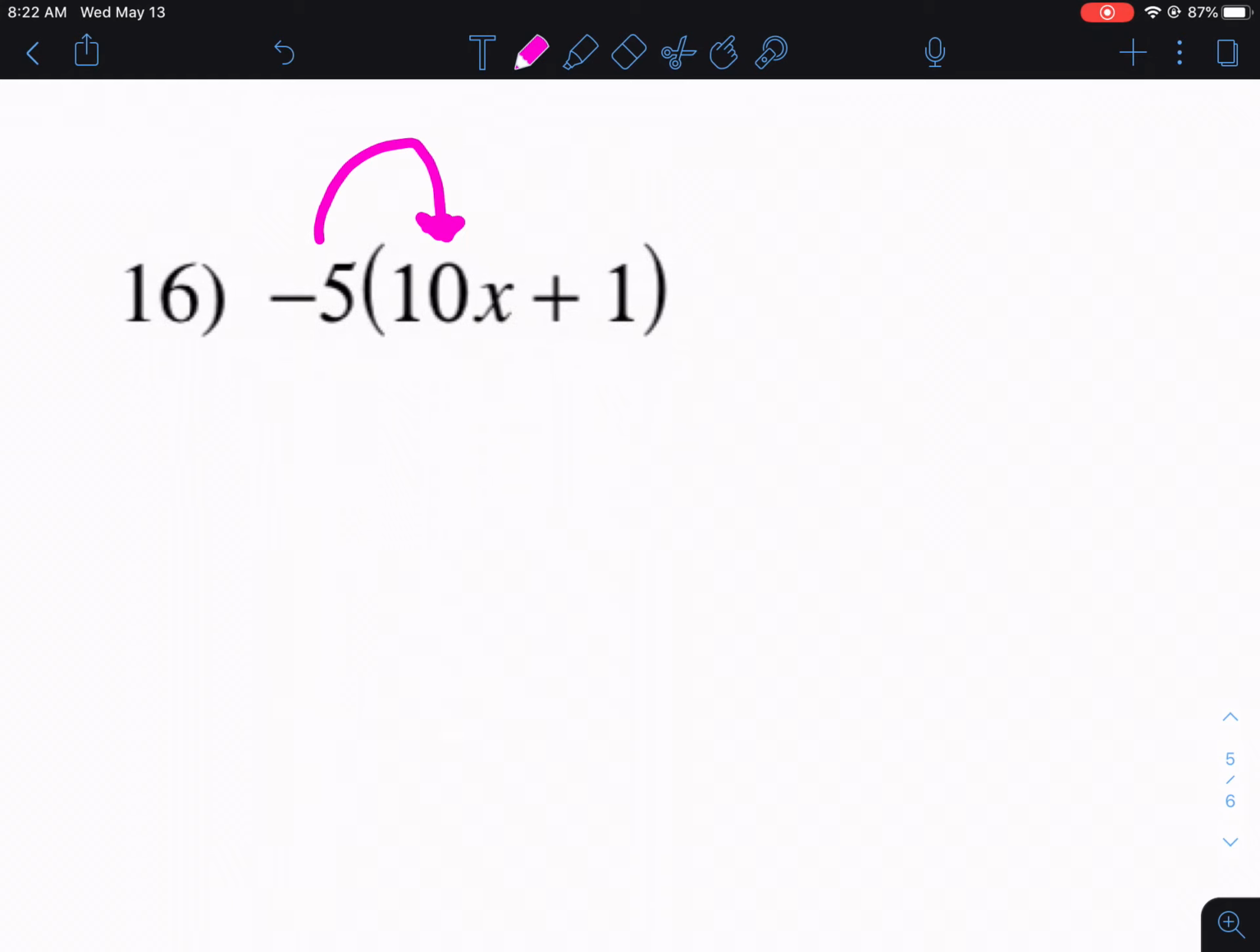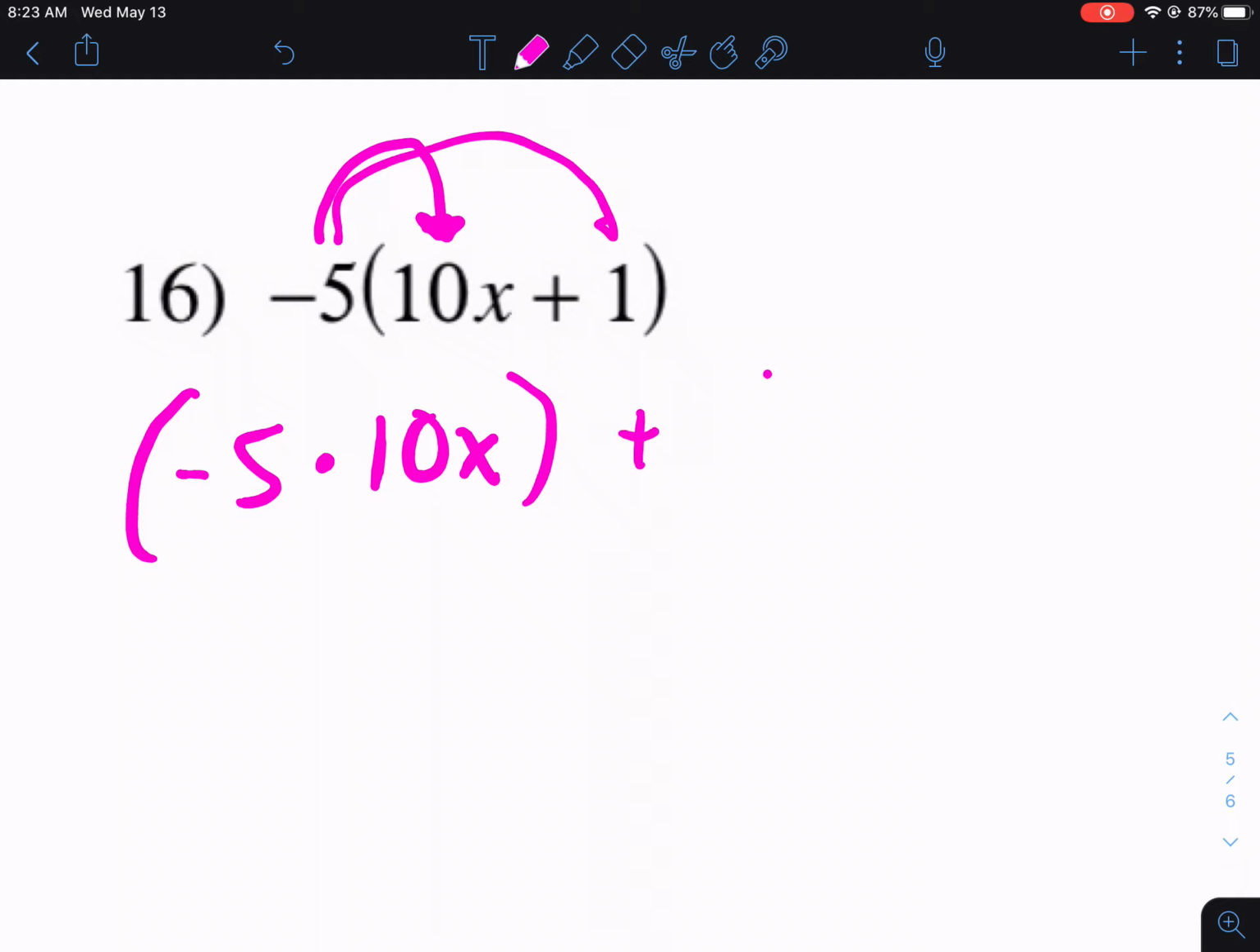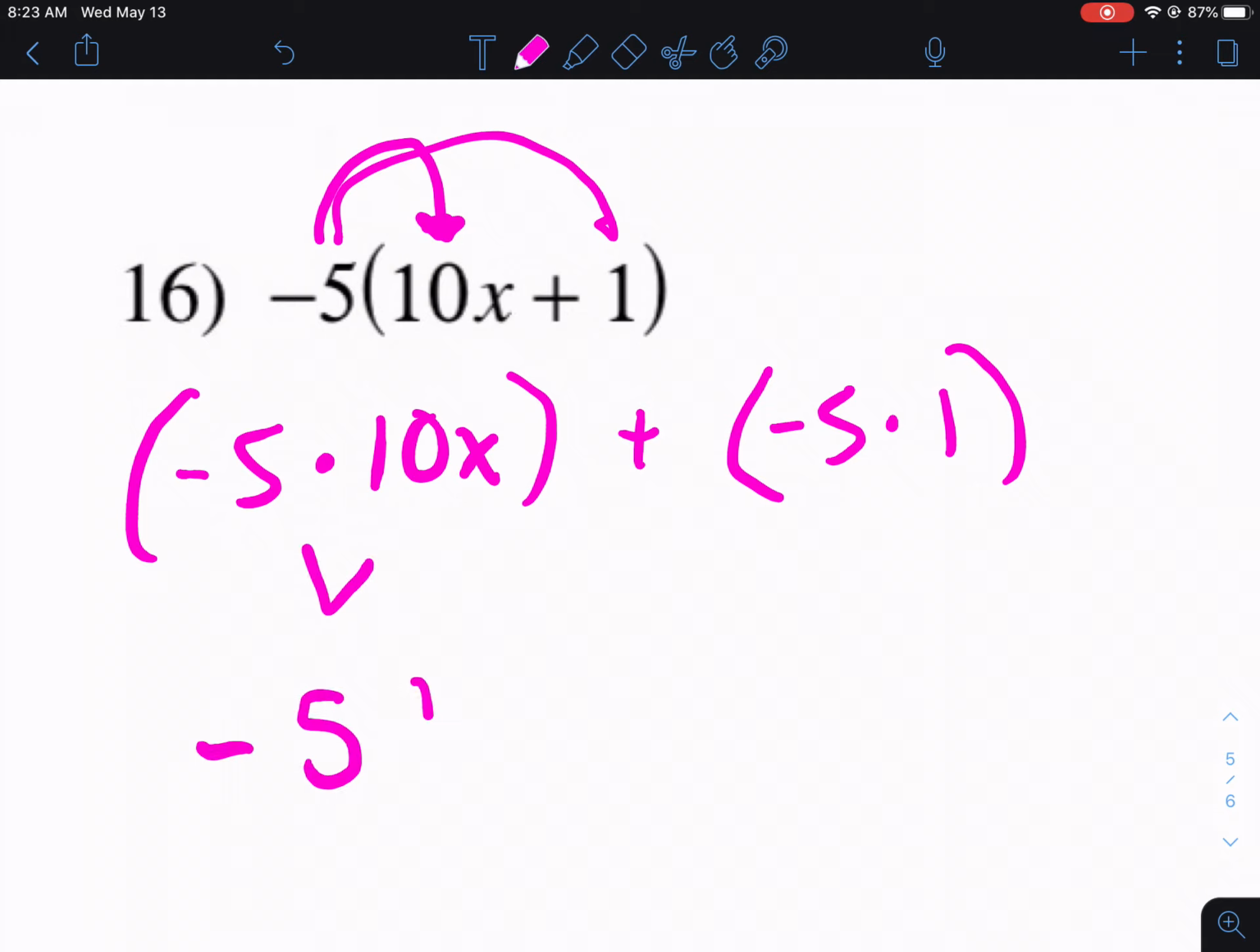Distribute negative 5 into 10x. Negative 5 times 10x plus negative 5 times 1. Negative times positive is negative. 5 times 10 is 50 x, plus negative 5.